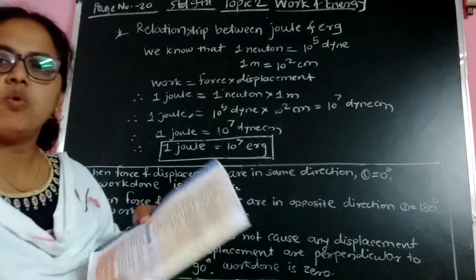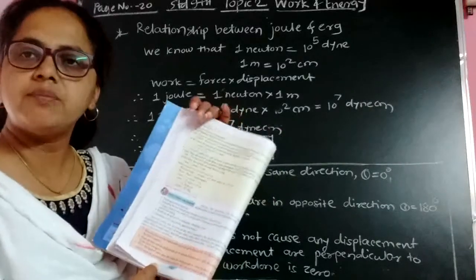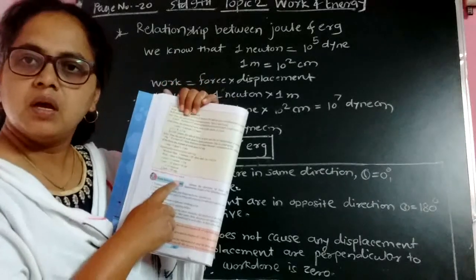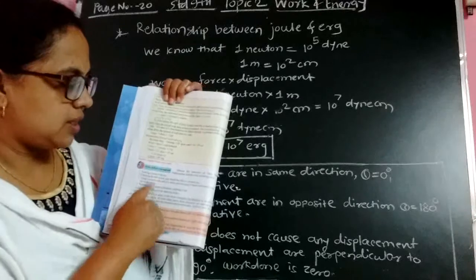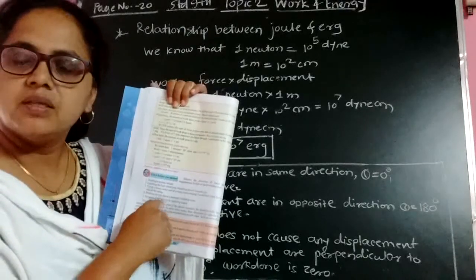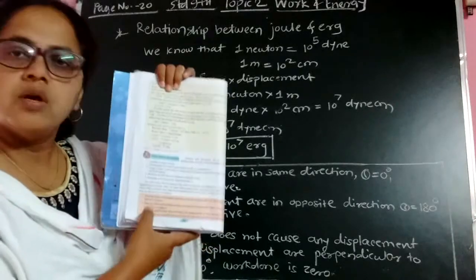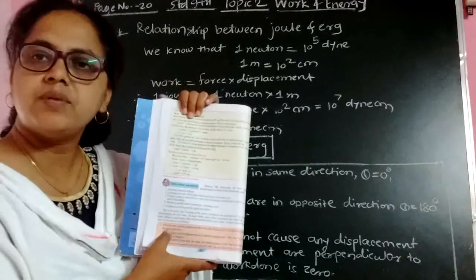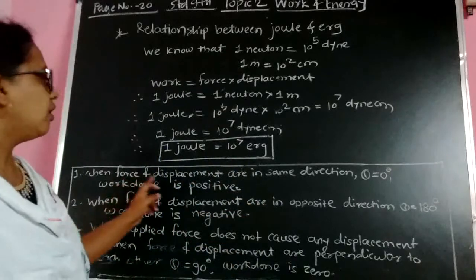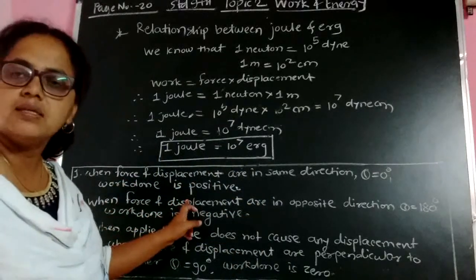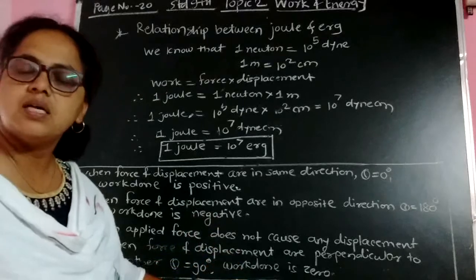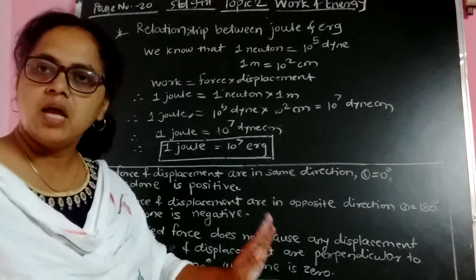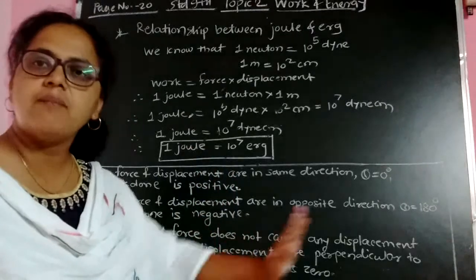Now this part is omitted. You can see from page number 20, positive, negative, zero work done we have seen at the last page also. But this part, think before you answer, is omitted. So we can see the last information box. What is the last information box? You can see here, when force and displacement are in the same direction, theta is equal to 0 degree. That is when you apply the force on any object and displacement of that object is in the same direction.